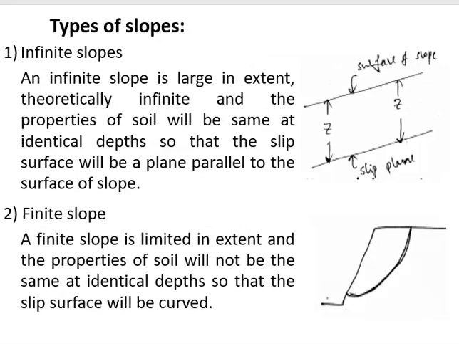Types of slopes. There are two types of slopes, infinite or finite. An infinite slope is large in extent, theoretically infinite, and the properties of soil will be the same at identical depths, so that the slip surface will be a plane parallel to the surface of the slope. A finite slope is limited in extent and the properties of soil will not be the same at identical depths, so that the slip surface will be curved.